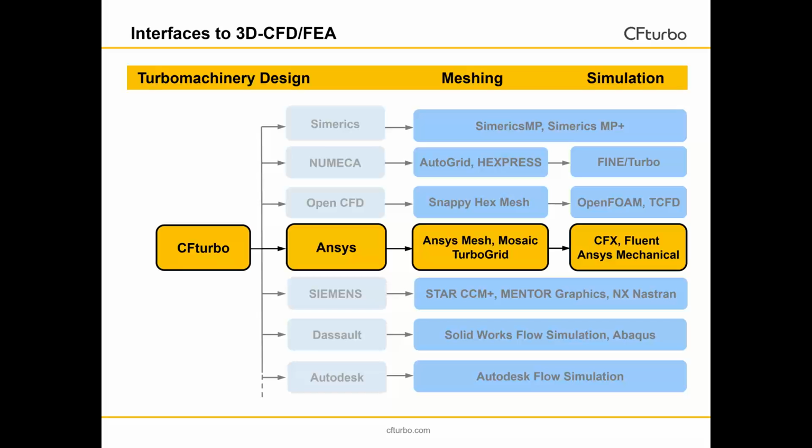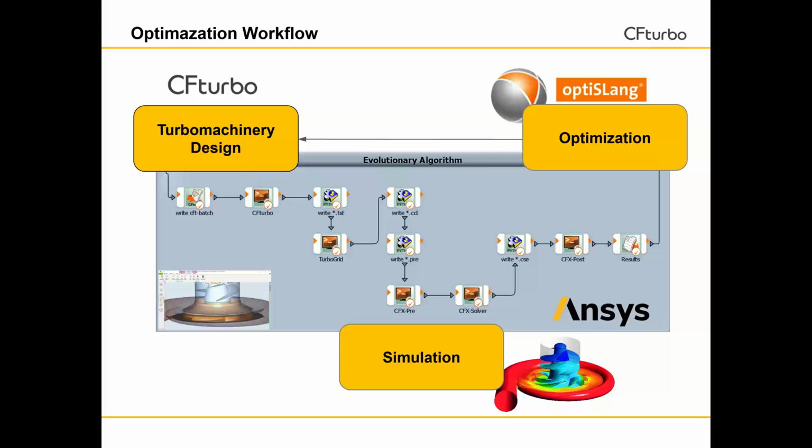And there are 2 options. One option is that we work in an optimization workflow. So we combine a parametric design tool, which is CFturbo in this case, with the simulation tools from Ansys, like Ansys CFX or Ansys Mechanical. And this is driven or controlled by an optimization tool called Ansys optiSLang. And so we can make really automated optimization. And this is a very robust and intriguing way to automate turbomachinery.